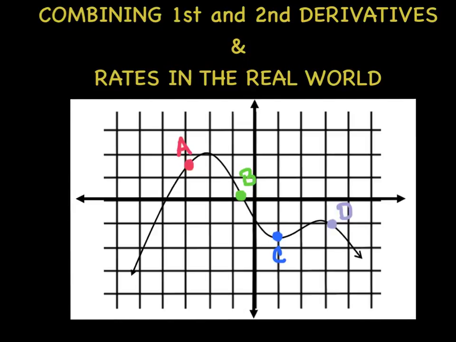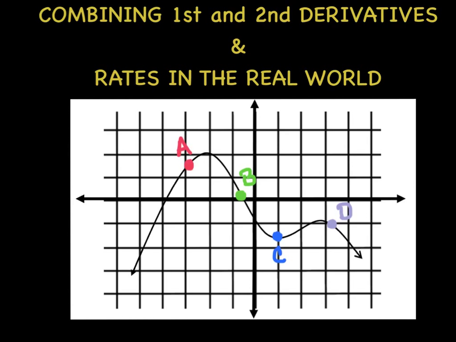Well, good evening. Tonight we're going to work on combining all the information we've learned the past couple of nights about the first and second derivatives. We're going to take everything we've talked about as far as increasing, decreasing, maxes and mins, as well as concave up, concave down, points of inflection. We're going to kind of throw it all together, and then we're going to finish off the night by talking about some rates as they pertain to some real-world problems.